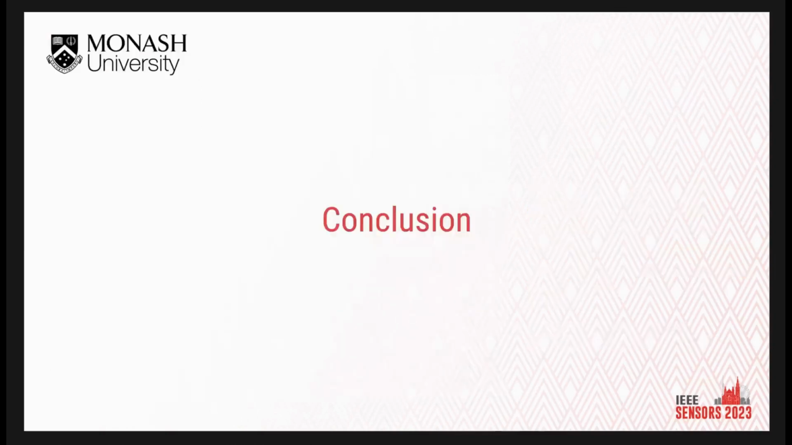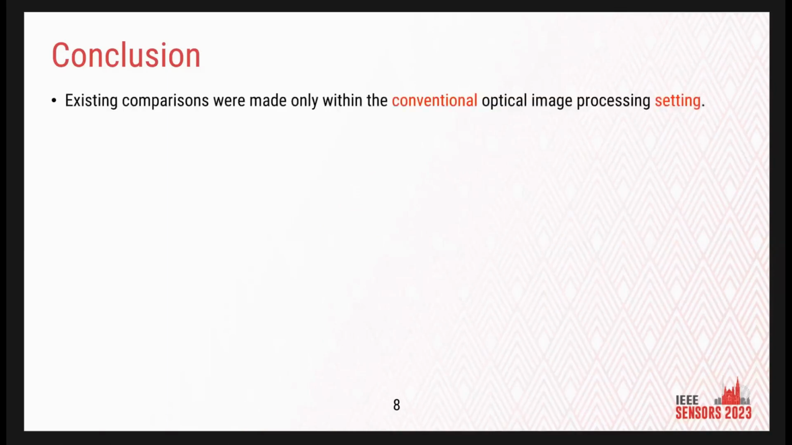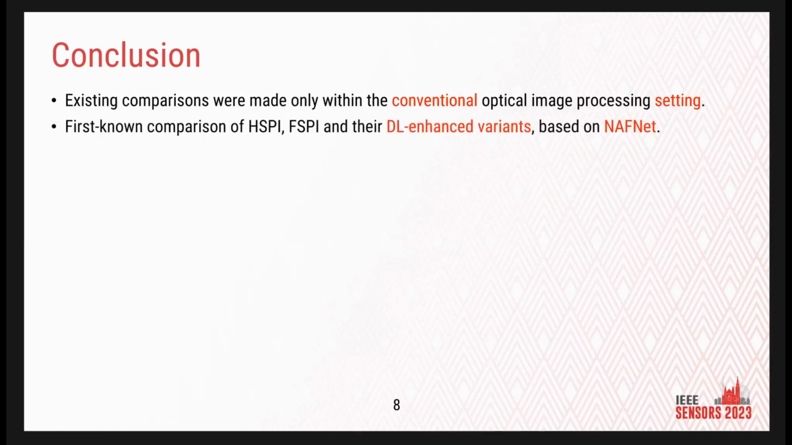So in conclusion, there are existing comparisons between Hadamard single pixel imaging and Fourier single pixel imaging. However, they were made only within the conventional optical image processing setting. We hereby present the first known comparison of Hadamard single pixel imaging, Fourier single pixel imaging, and their deep learning enhanced variants based on NAFNet.